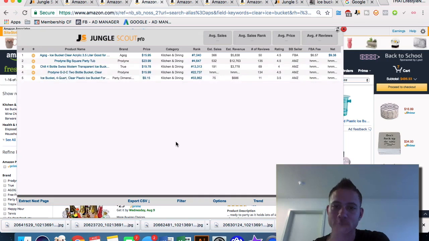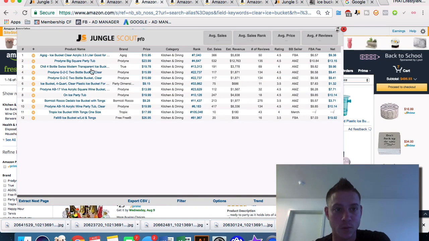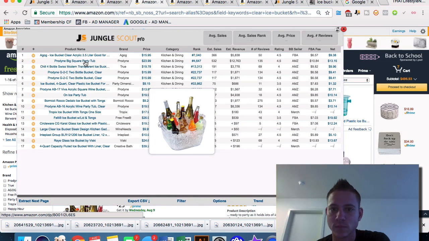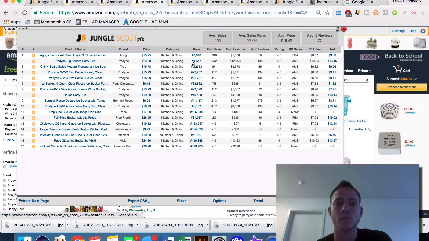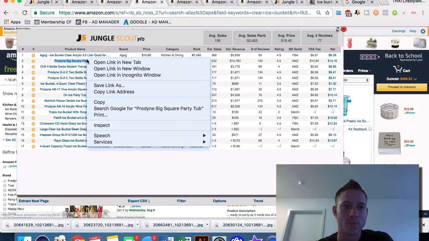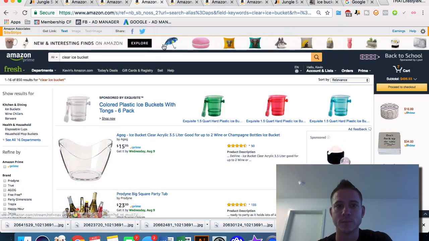A party tub. Ooh, a big square party tub. This is an interesting product for sure. It's basically just like a cooler, but it has a lot of volume. It's not very breakable, but it has a lot of volume, which means the FBA fee is large, which means the shipping from China, if that's what you're sourcing it from, is large. But let's try party tub.